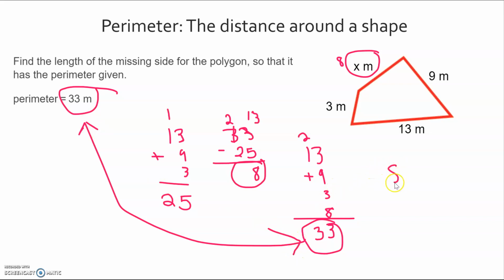So the answer is 8 meters. So remember, you have to add the measurements. So meters, so the answer will be 8 meters. And that is how you find the missing side of a polygon when you've already been given the perimeter.